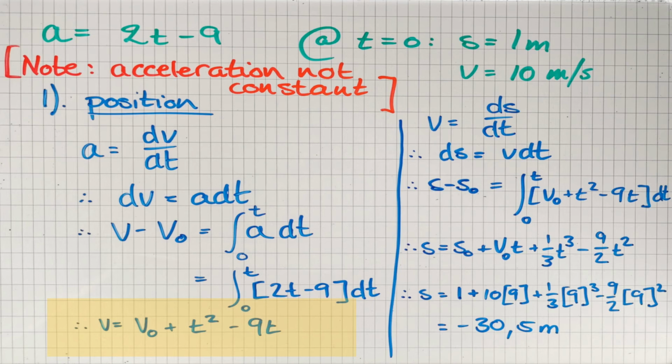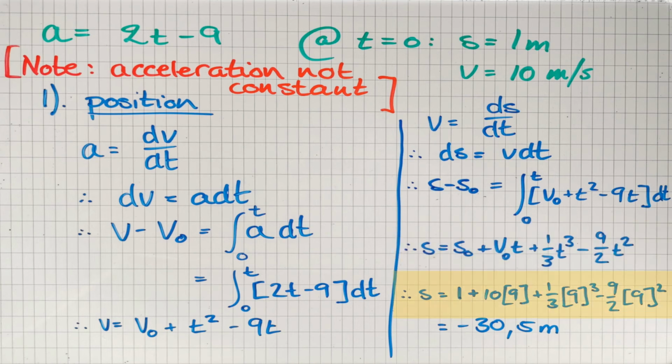Now we need to integrate that again to get our position. So we know v is ds/dt, so ds is v dt. We integrate ds, that gives us s minus s0. And on the right hand side, we're integrating v dt. Now we know what v is because we've just found it from acceleration, and we substitute it in there and we integrate, straightforward integration, and now we can substitute in our boundary values.